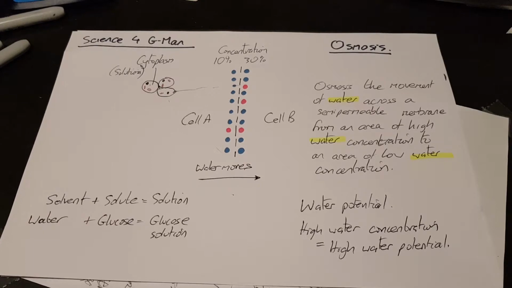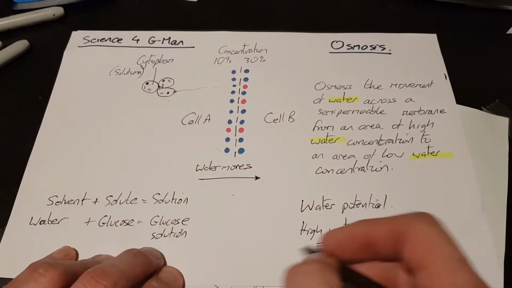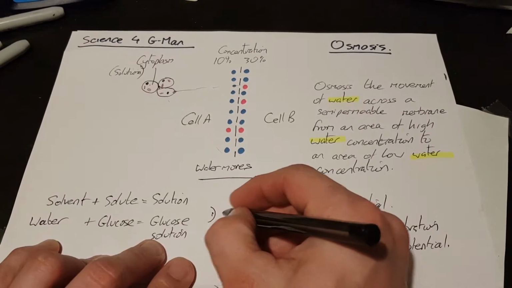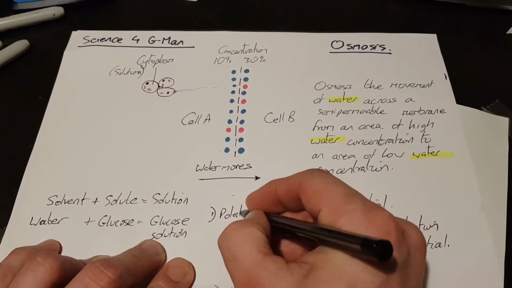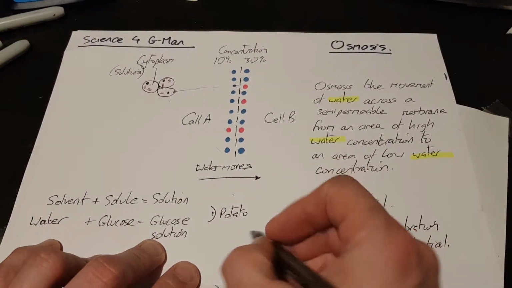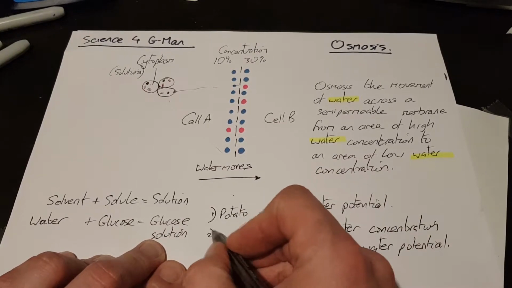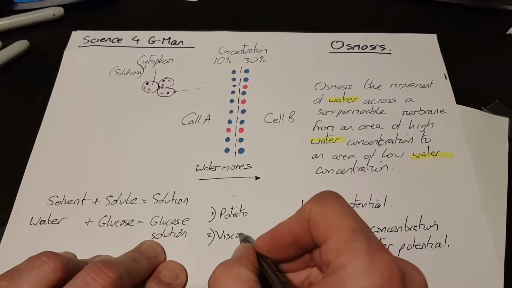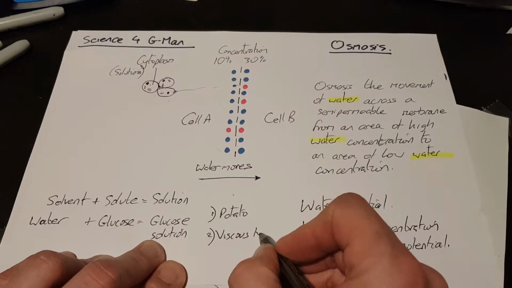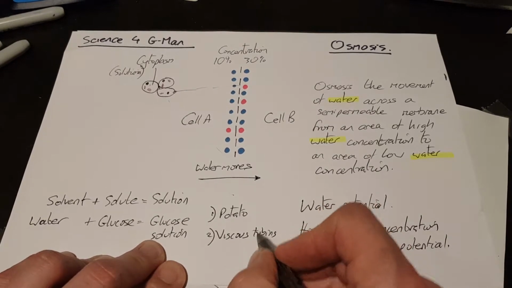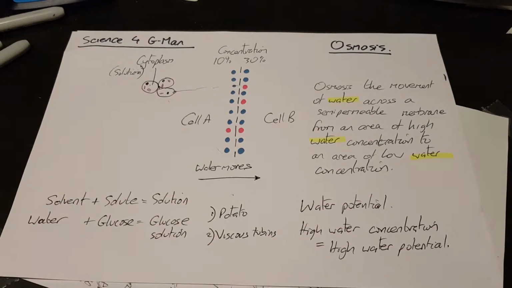Now, this you're going to see in one of a couple of different experiments. Experiment 1 is the potato osmosis experiment. The other one might be Visking tubing. And as a pupil, you'll be asked to predict, based on the concentration of the solutions, which direction the water is going to move, how osmosis is going to affect things.